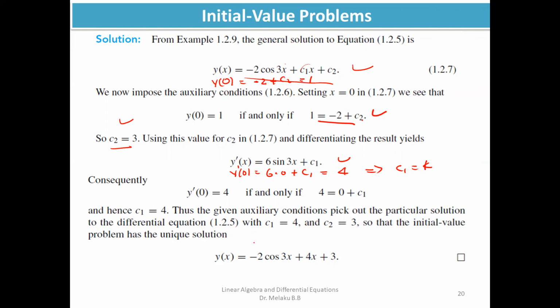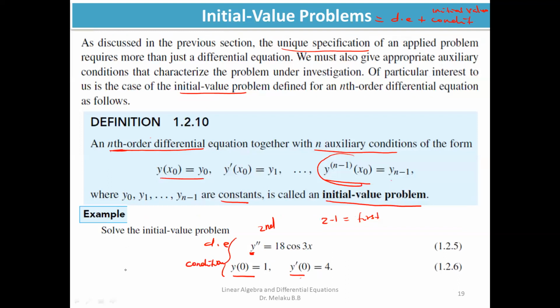Therefore, we are saying that the specific solution or the particular solution is y of x, where C1 is 4, and of course C2 is 3. So we are able to find the particular solution. We are able to determine the exact values of C1 and C2 based on the auxiliary conditions given here.